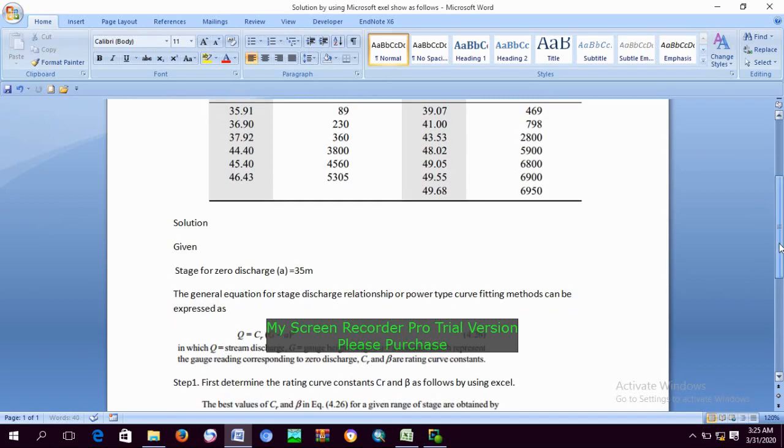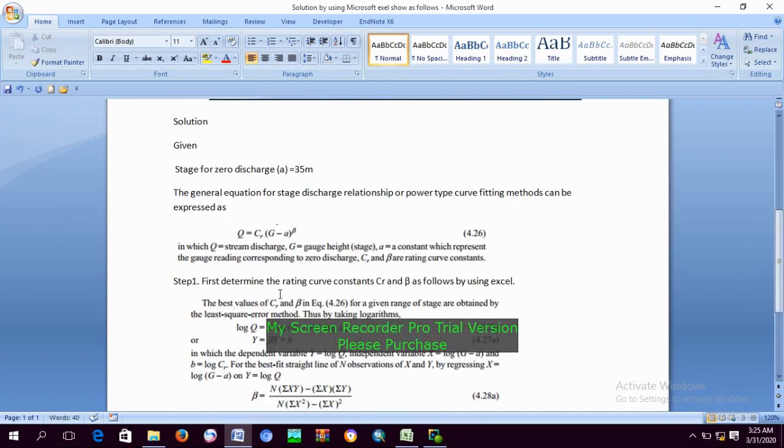First, determine the rating curve constants CR and β as follows, using Excel. In order to determine these two constants, you should convert the above equation, Q = CR (G - A)^β, into logarithmic form, for least squares error. Log Q = β log(G - A) + log CR.